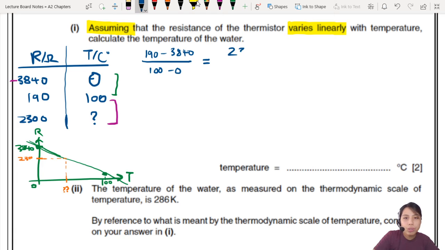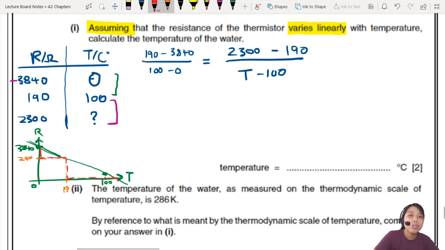So this will be 2300 minus 190 equals, I don't know what temperature this is, I'll call it T, minus 100. So this method is saying, if I draw a gradient triangle here and then another gradient triangle here, the gradient should be the same. So I find T. So here I should get T down there. It's a delta T, by the way.